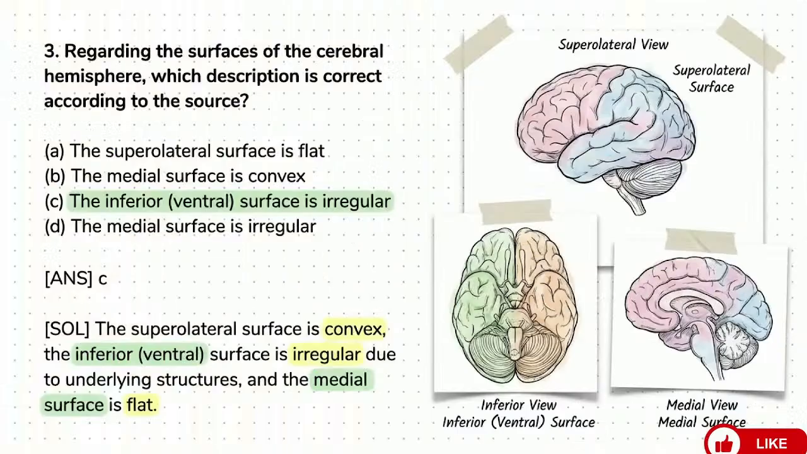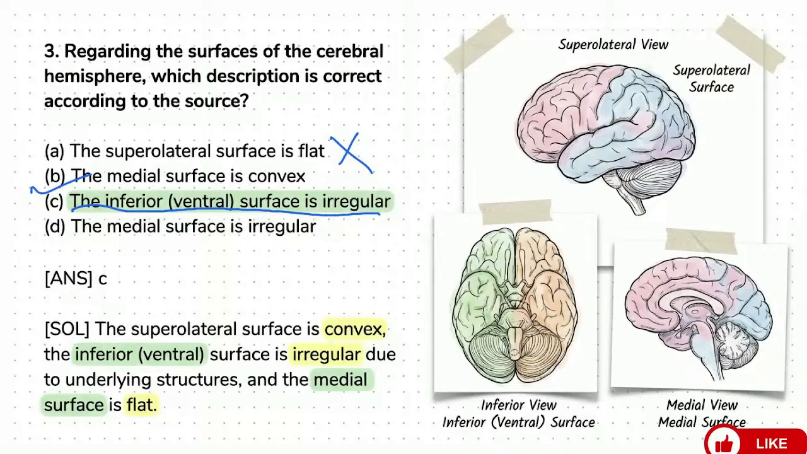Question number 3. Regarding the surfaces of the cerebral hemisphere, which description is correct according to the given sources? Option A, superolateral surface is flat. It is wrong actually, it is normally convex. The medial surface is convex. The inferior ventral surface is irregular. The medial surface is irregular. So this one, the inferior surface is irregular.